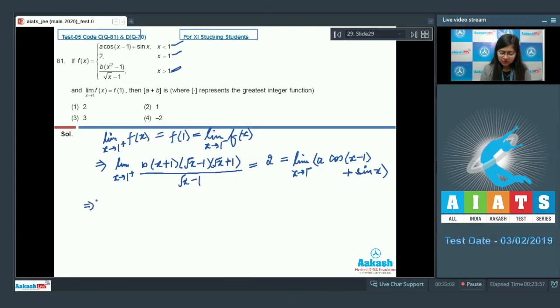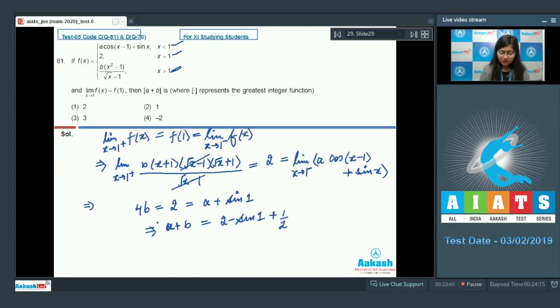Solving this further, these two will get cancelled, so x can be put directly here. So we will get 4 times b is equal to 2, which is equal to, putting x equal to 1 here, a into cos 0, that is a, plus sine of 1. So from here we get the value of a is equal to 2 minus sine 1, and b is equal to 2 by 4, that is 1 by 2.